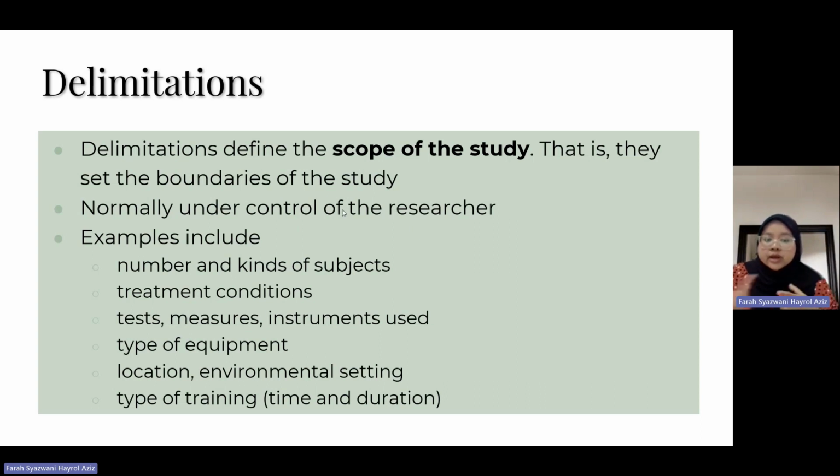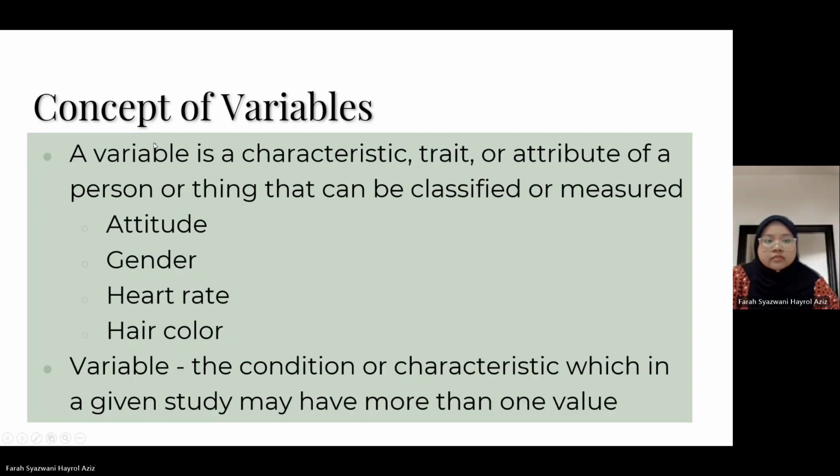Examples include the number and kind of subjects. How many participants would you like to join your study? Treatment condition. What are some of the tests or measures of instruments used? You can control all of this. What kind of equipment would you like to use? Location or environmental setting, and type of training. Time in the study, and also set the duration of the study.